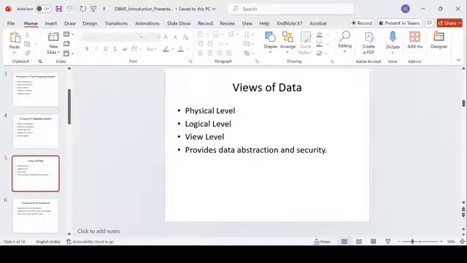So next we see the views of data. So DBMS provides different views of data. So physical level shows how data is stored. Logical level shows the structure of data and view level shows only the required data to users.